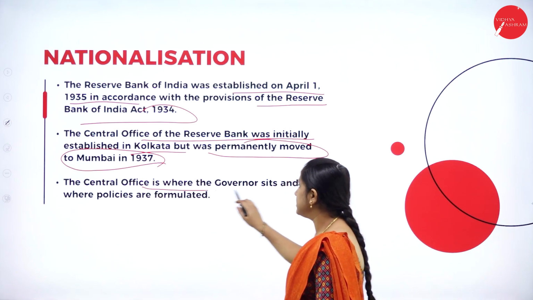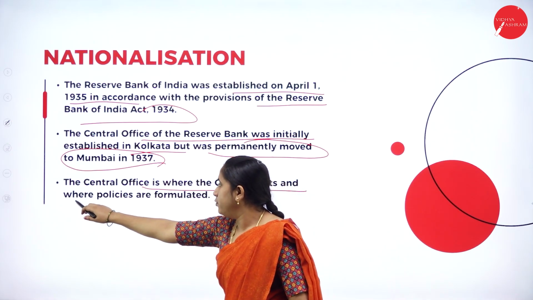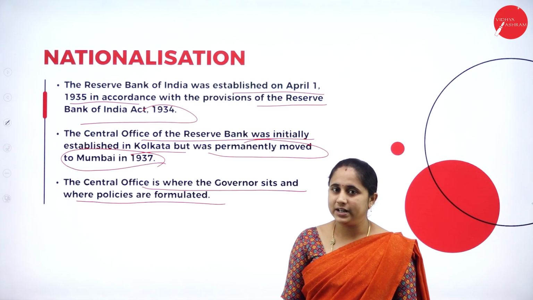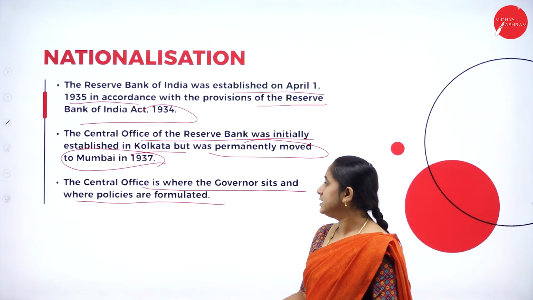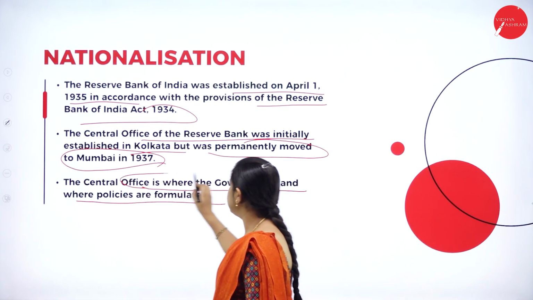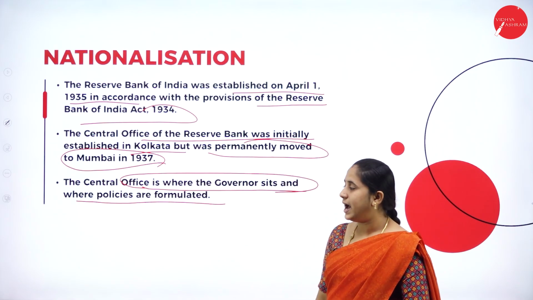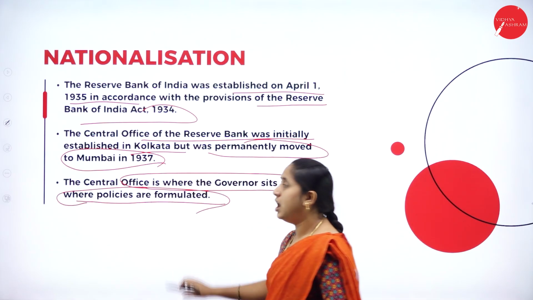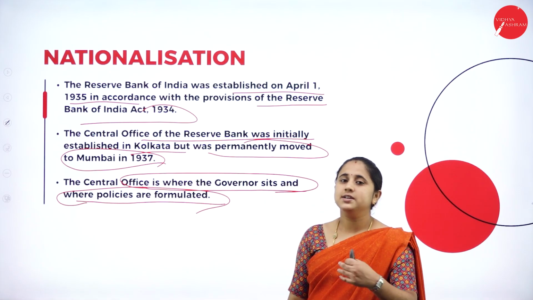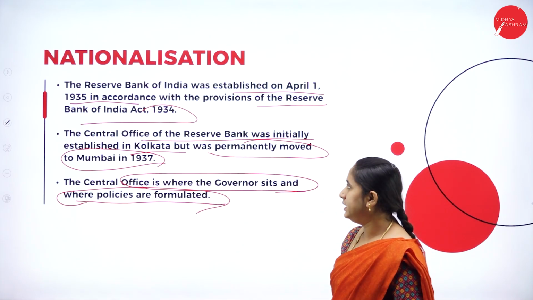The central office is where the governor sits and where policies are formulated. So that is the central office for the RBI.